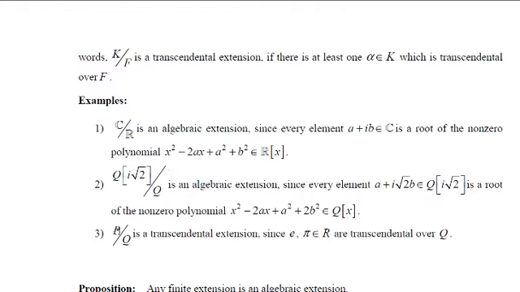And what about the real number set over the rational set? We knew that Q is a subset of R, but you should note that e and pi are transcendental over Q. That means there is no rational or integer polynomial for which e and pi are roots. Therefore, this extension is a transcendental extension.